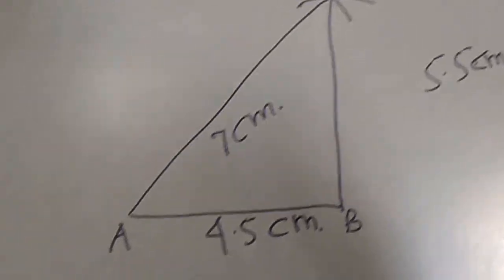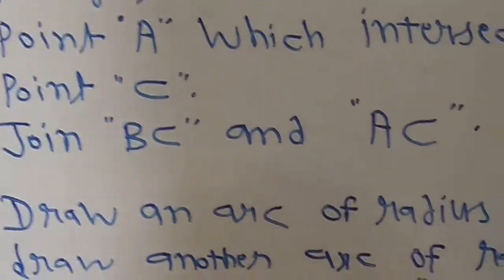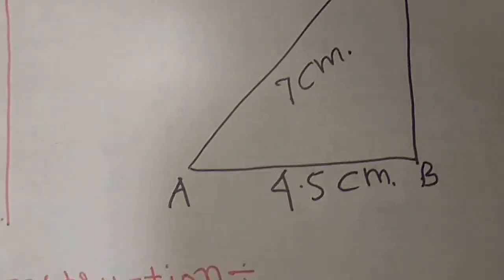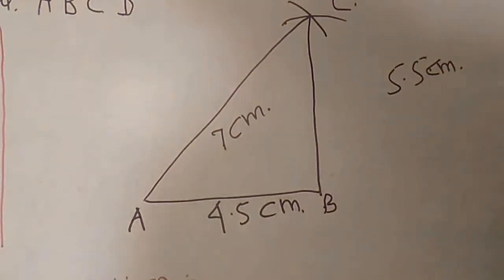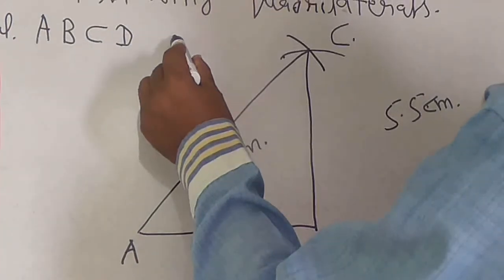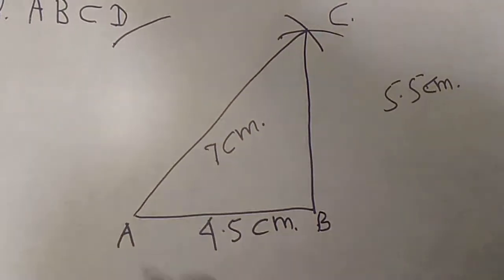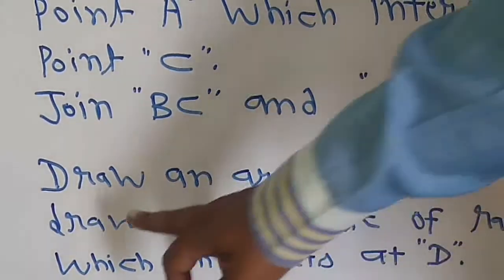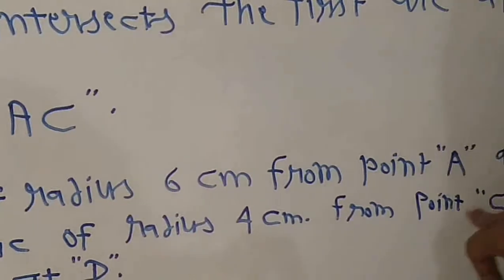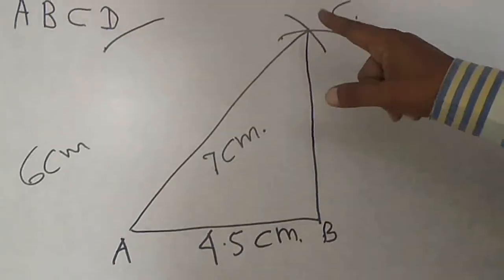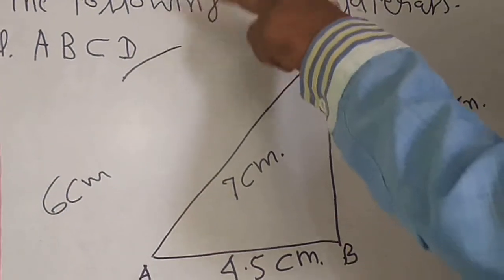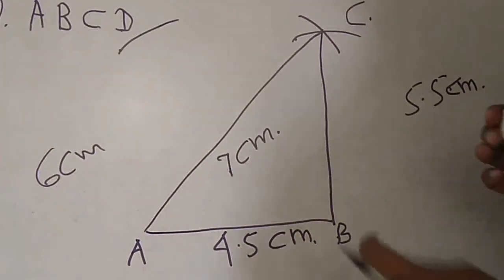In our next step, draw an arc of radius 6 centimeter from point A. One more time, this is our point A and the radius is 6 centimeter. So we are drawing one more arc from point A like this with the help of rounder. So it is our 6 centimeter arc from point A. Draw another arc of radius 4 centimeter from point C. This is our point C, and the radius is 4 centimeter, and one more time we are drawing one more arc with the help of rounder. The radius of this arc is 4 centimeter.